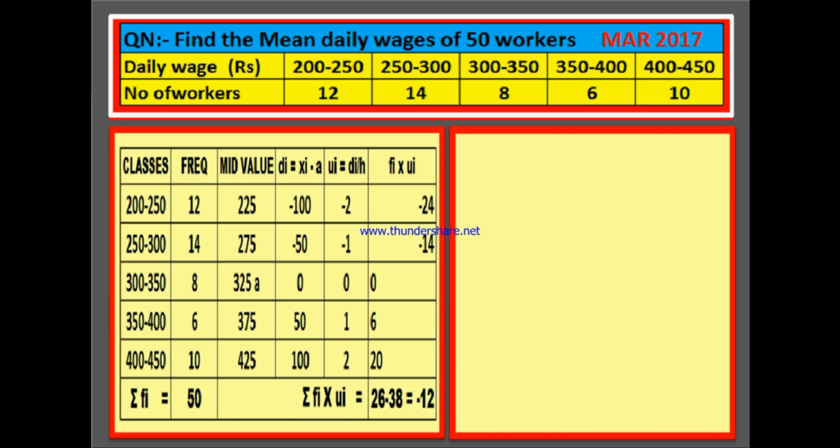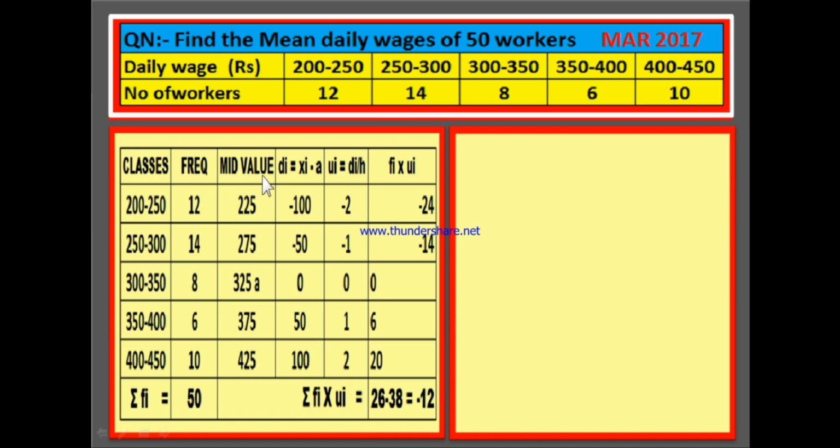Whatever method you adopt to find the arithmetic mean, the third column should always be mid value. You can use either direct method or deviation method or step deviation method, but you should use mid value as the third column. In order to find the arithmetic mean of a table or grouped data, you should use mid value. Understood? Therefore, let us find mid value now.